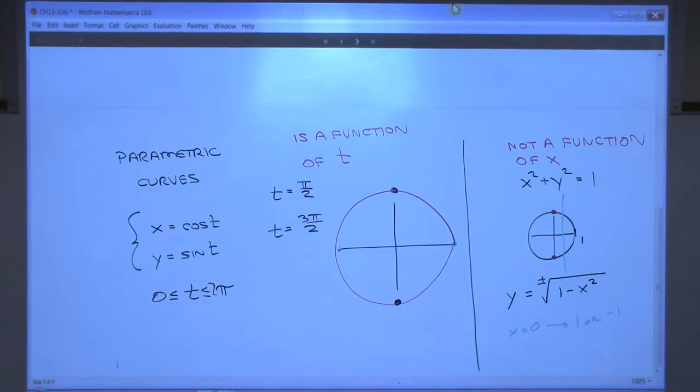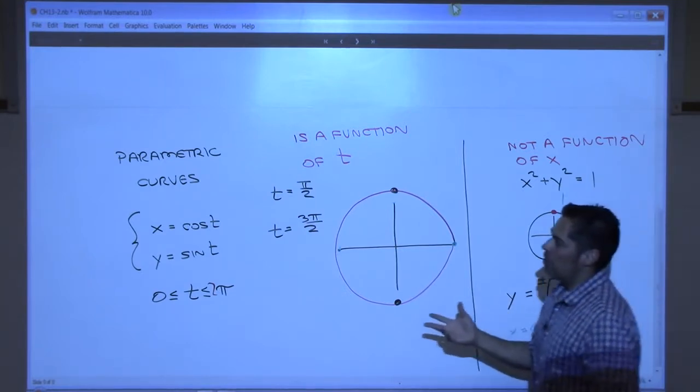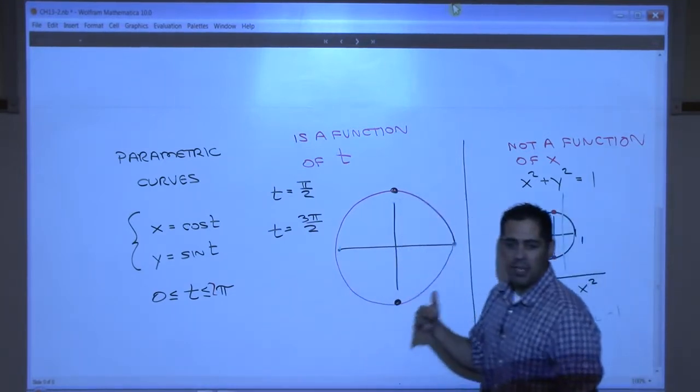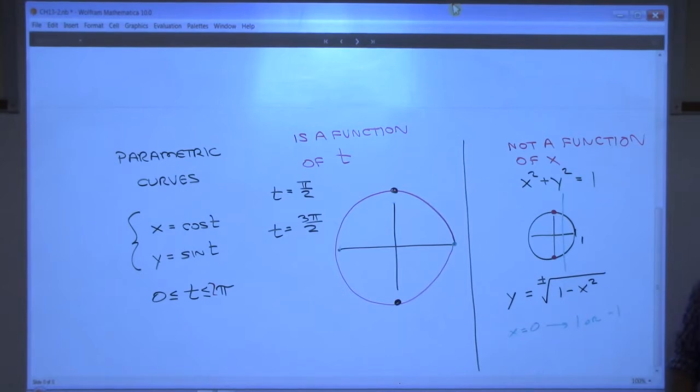We like this sort of thing because it kind of sucks when we have to worry about the vertical line test, and the whole idea of the function goes away. So parametric curves allow us to draw curves in 2-dimensional space. All right? And complicated-looking curves.